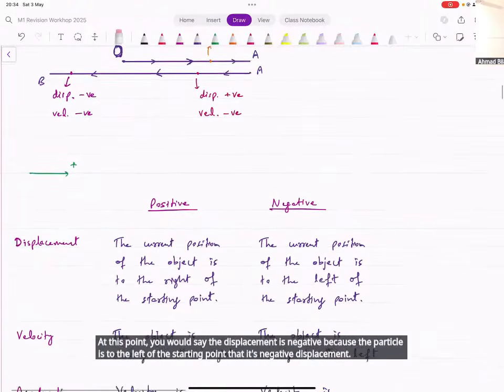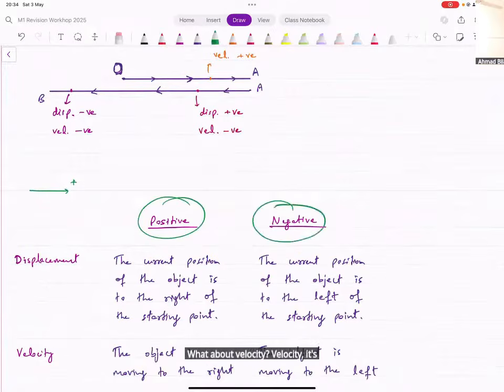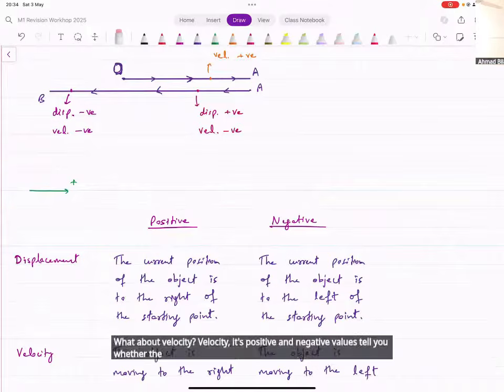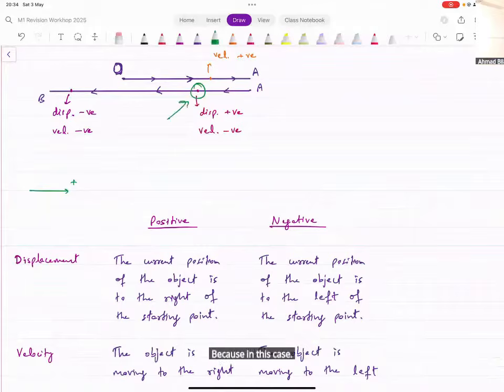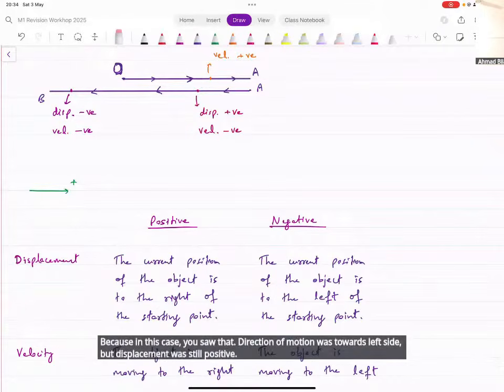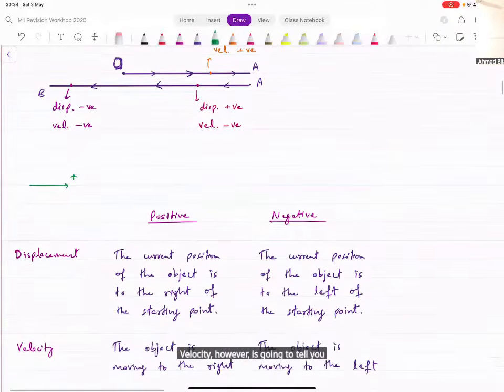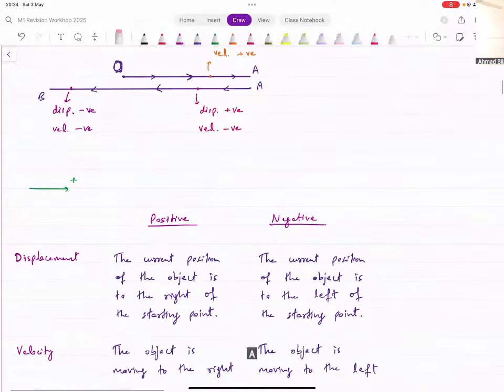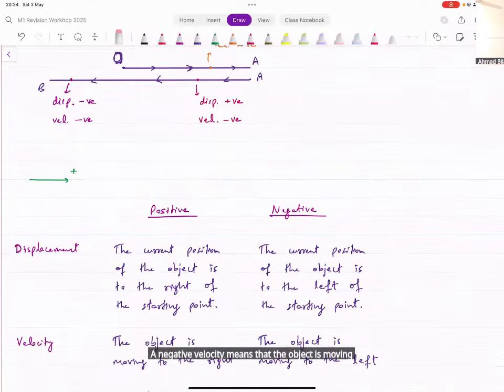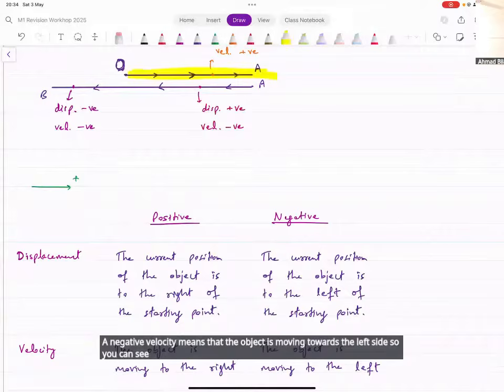What about velocity? Velocity's positive and negative values tell you whether the object is moving towards the positive side or towards the left side. So direction of motion is only given by velocity. Displacement cannot give you direction of motion because in this case, you saw that the direction of motion was towards the left side, but displacement was still positive. Velocity, however, is going to tell you the direction of motion. A positive velocity means that the object is moving towards the right. A negative velocity means that the object is moving towards the left side. So you can see in this part, velocity is positive, and in this part, velocity is negative.